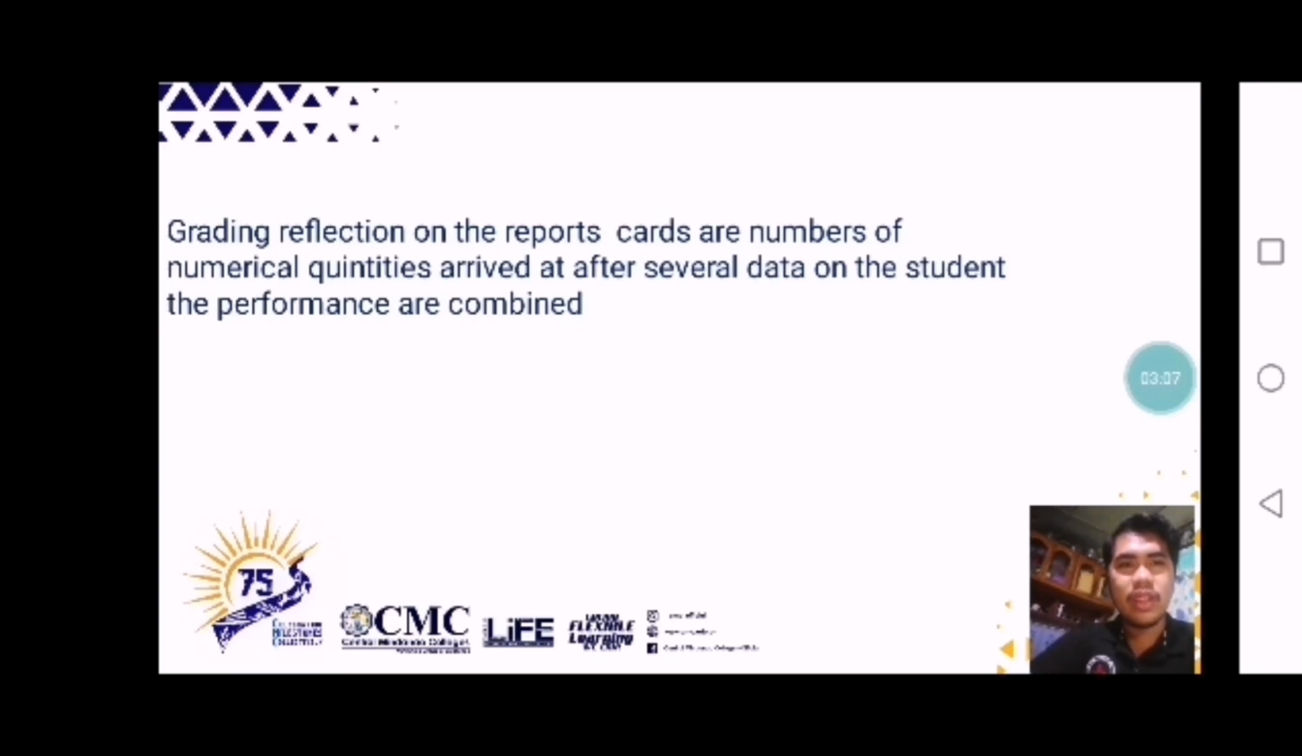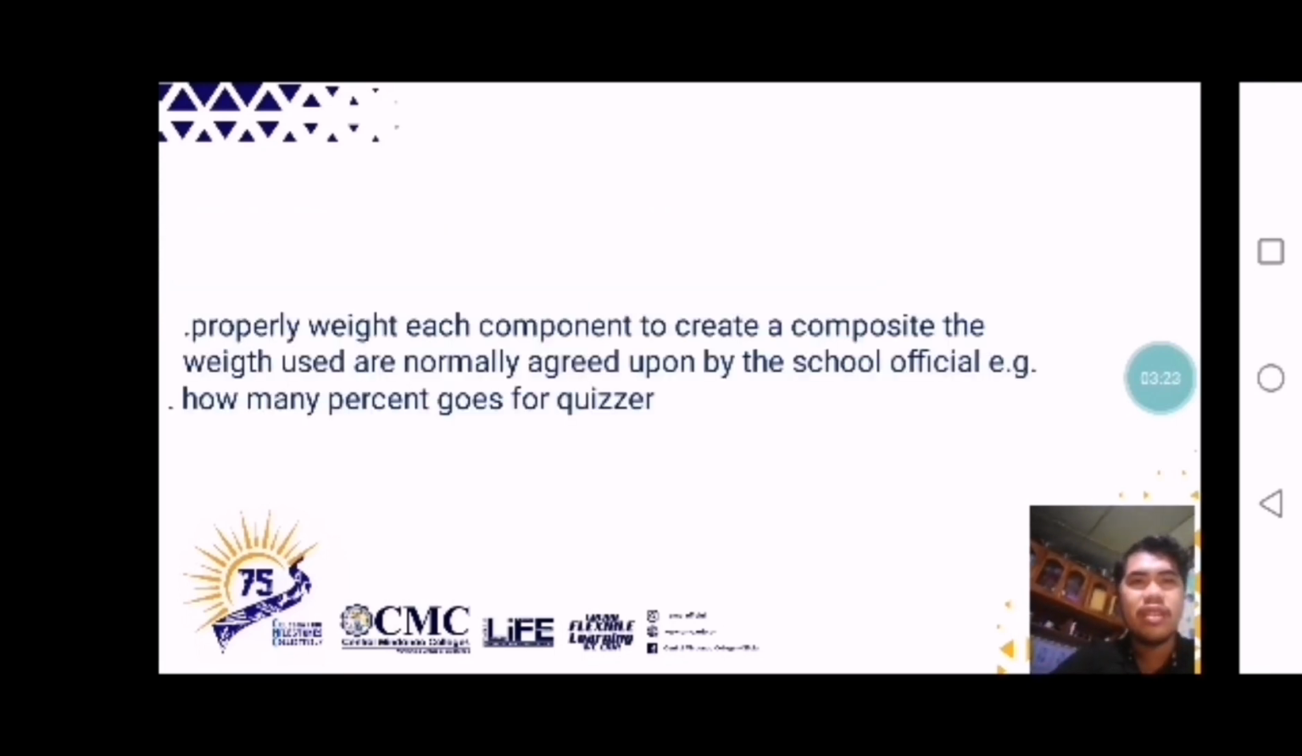Next, grades reflected on the report cards are numerical quantities arrived at after several data on the student's performance are combined. Next is to properly weight each component to create a composite. The weights used are normally agreed upon by the school officials, for example, how many percent goes to quizzes.